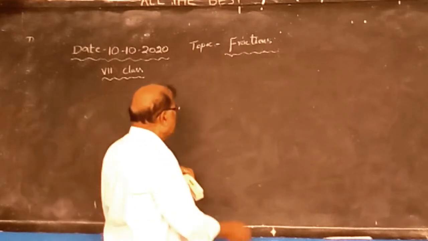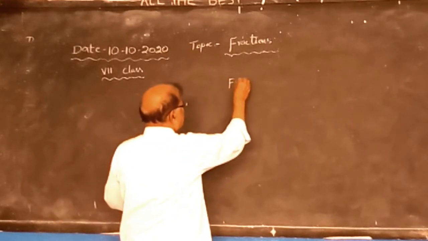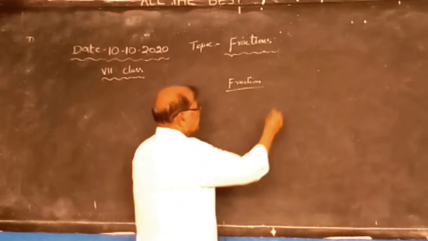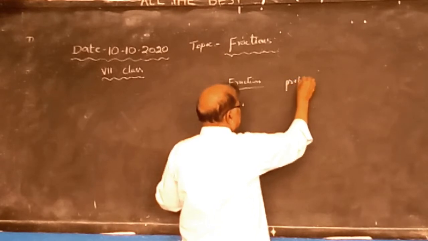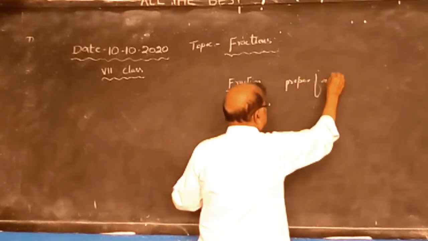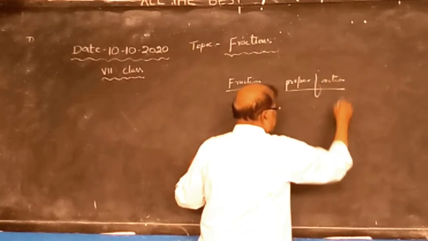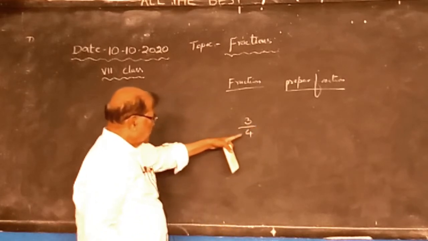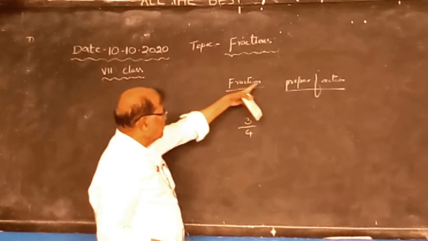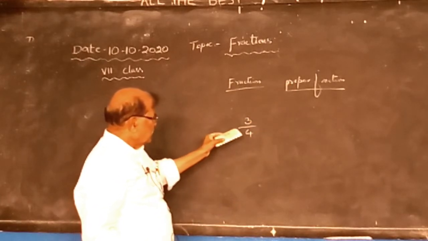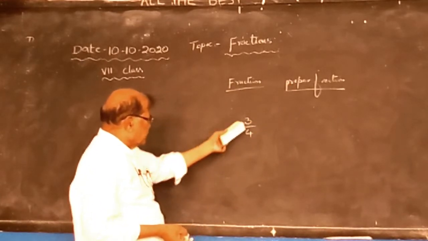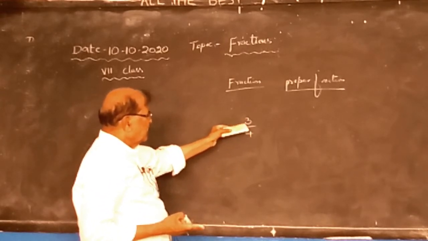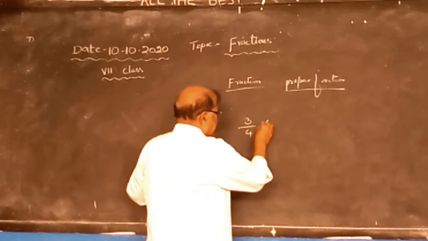Fraction is only one, which is called a proper fraction. For example, you take 3 by 4. 4 parts are made, 3 parts are taken. It's a proper fraction. See, the number of parts taken is less than the number of parts made. So it is less than 1. 3 by 4 is less than 1.